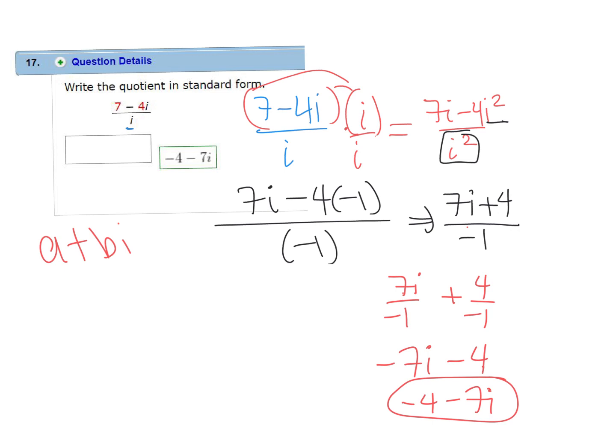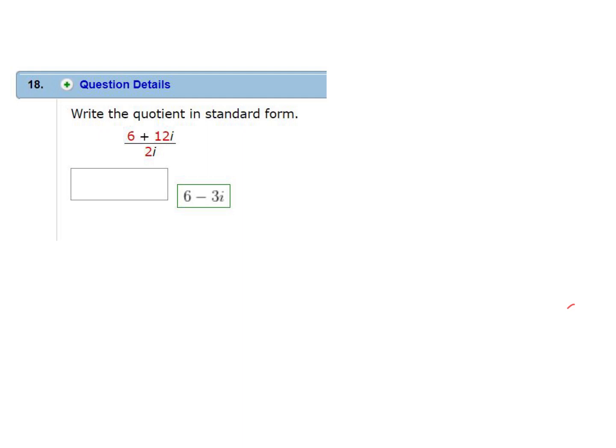All right, we got a few more from your homework, and then we'll start talking about the quadratic formula. All right, so for this one, we have 6 plus 12i over 2i. And we want to get rid of that i. One thing you could choose to do on this problem is they are all divisible by 2. So I could reduce by 2 before I even start. It's kind of your choice. Or you can just multiply the top and bottom by i right away.